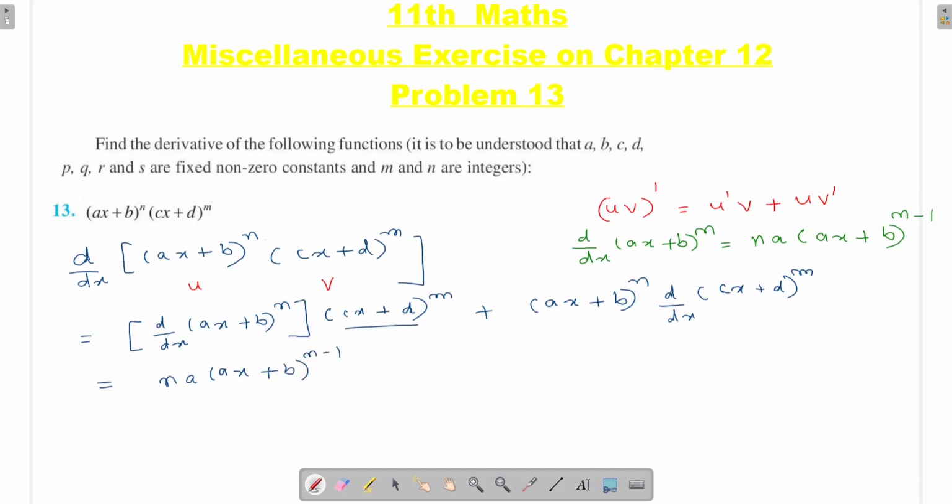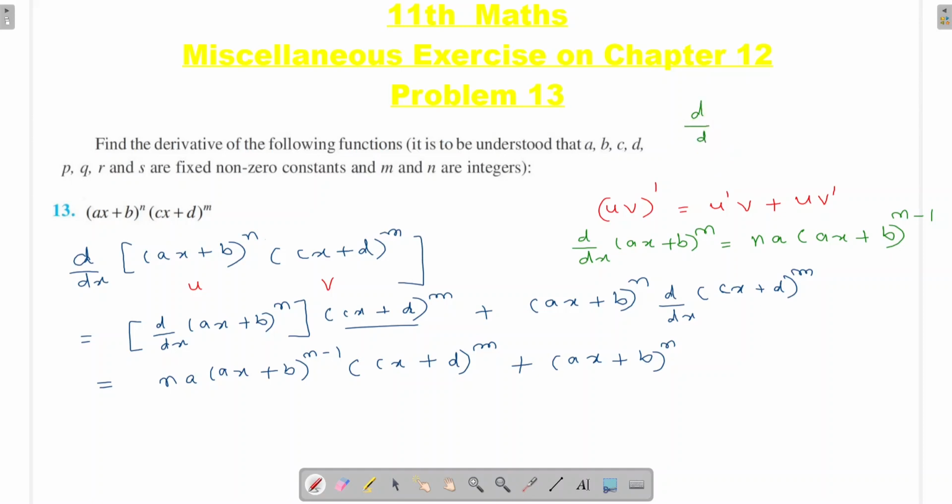So this remains as it is here, that is (cx plus d)^m, plus we have this (ax plus b)^n. Now here you have the derivative of (cx plus d)^m. If you compare with the formula for d by dx of (ax plus b)^n, now instead of a and b we have c and d. That is the only thing, right? Instead of a and b they are using other letters for the constants, c and d, and here n is m. So we have to use the same formula.